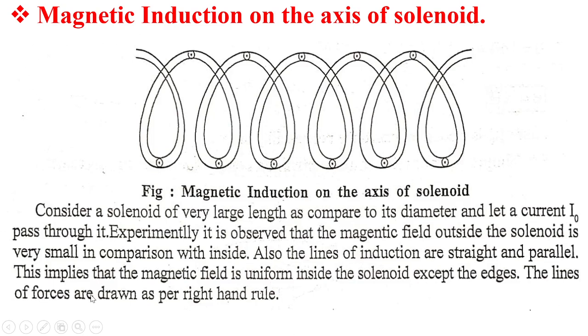Experimentally, it is observed that the magnetic field outside the solenoid is very small in comparison with inside. Also, the lines of induction are straight and parallel. This implies that the magnetic field is uniform inside the solenoid except at the edges. The lines of force are drawn as per right hand rule. Now, a solenoid is a long wire wound in a closely spiral over a hollow conducting core. The wire is usually coated with an insulating material.